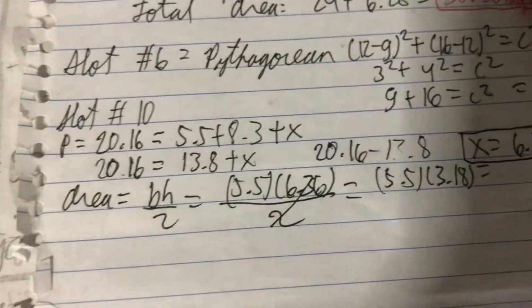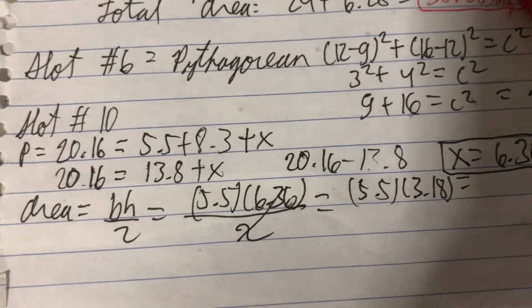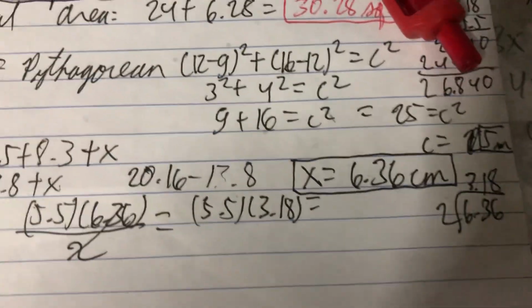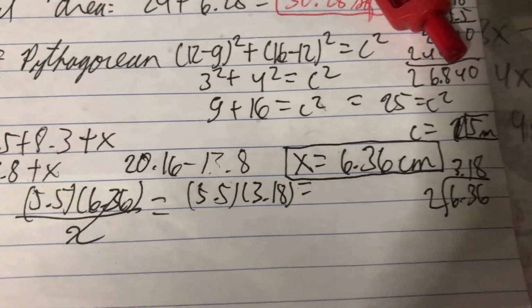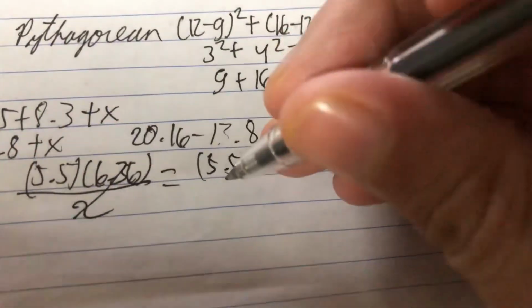So you have 5.5 times 6.36. Then 6.36 divided by 2. They cancel and make it 5.5 times 3.18 na lang. And then once we solve for the answer, the area is 17.49 square centimeters.